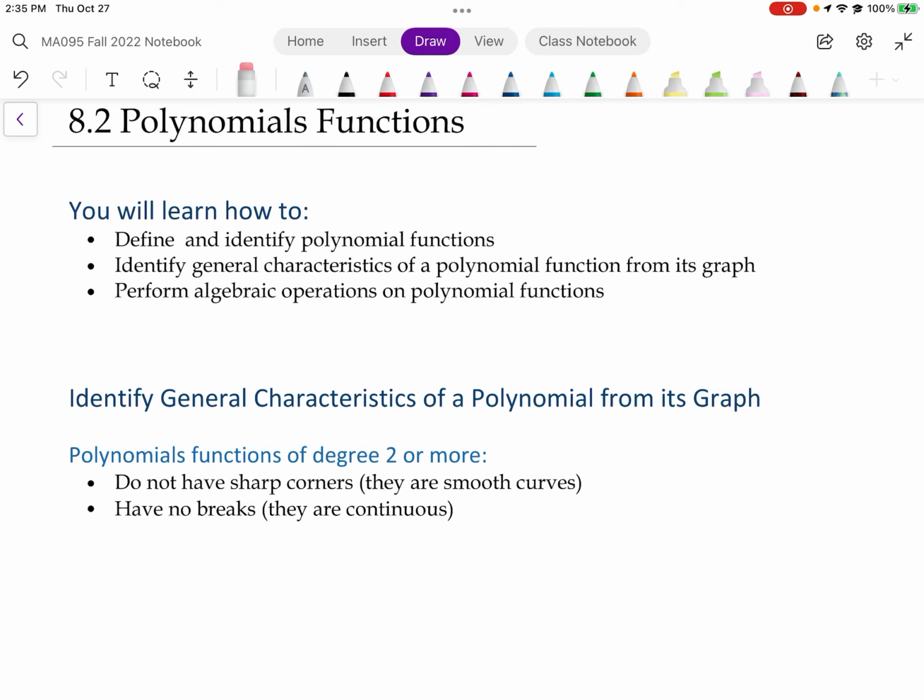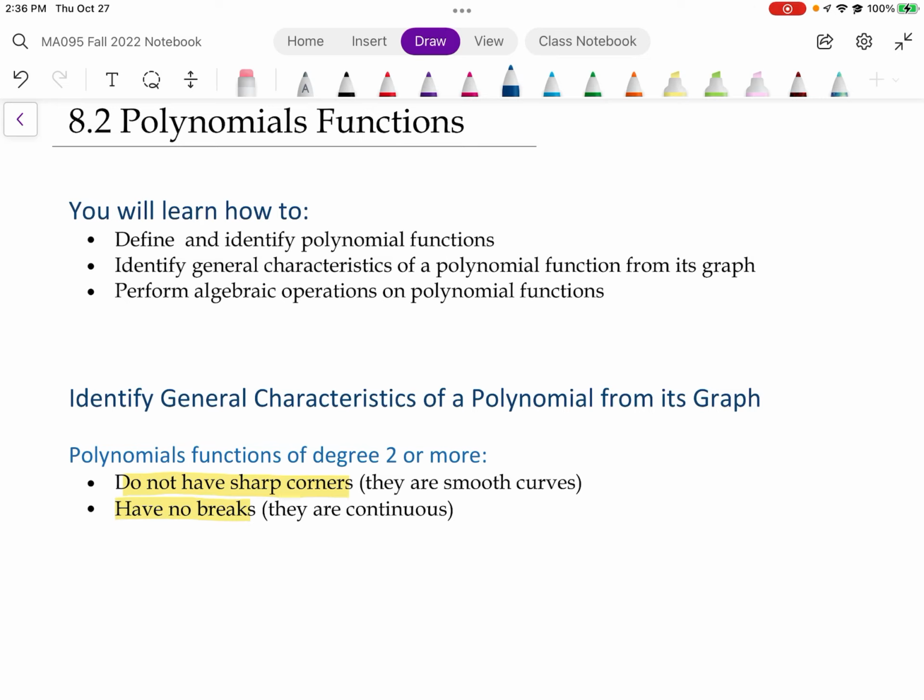There's two things that they cannot have. And if they don't have these things, then they are a polynomial. So they do not have sharp corners. In other words, they are smooth curves. And they have no breaks. In other words, they are continuous. So the word is continuous. So you can think of what they don't have or what they do have.